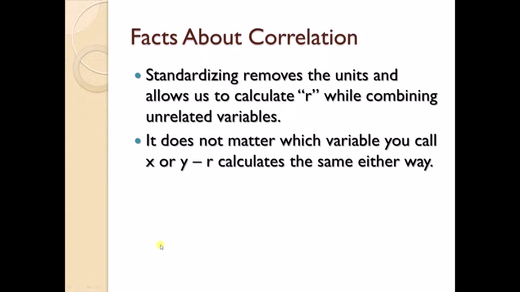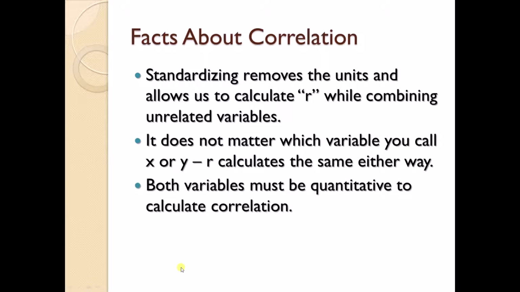It doesn't matter which variable you call x or y. So the explanatory and response setup is important for just about everything in this unit except correlation. If you reverse x and y, and you call y the explanatory and x the response variable, you're going to get the same r value. Okay, both variables must be quantitative, so no categorical like eye color or gender or race or anything like that. That doesn't come into play because those things can't be quantified.